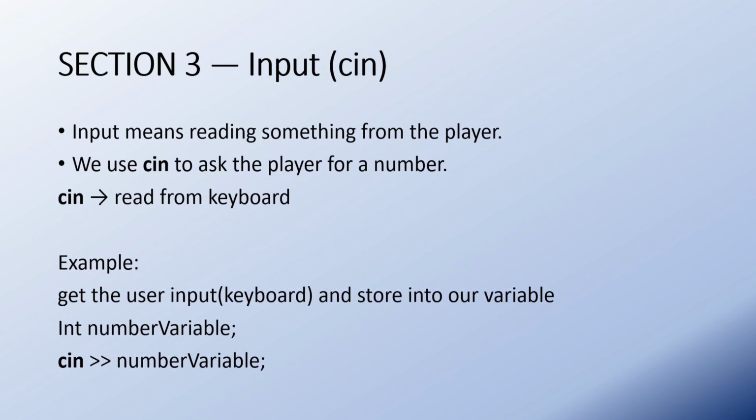Input is the opposite. It means reading something from the player. When we want the player to type a number, we use cin. It takes whatever the player types on the keyboard and stores it inside a variable. For example, we create a variable and then cin reads the player's number and puts it inside that variable, so we can use it later.